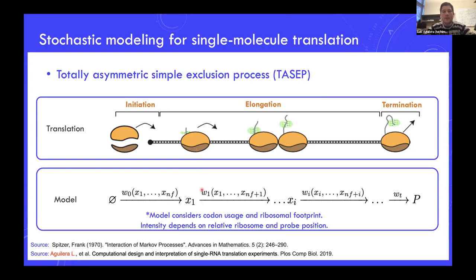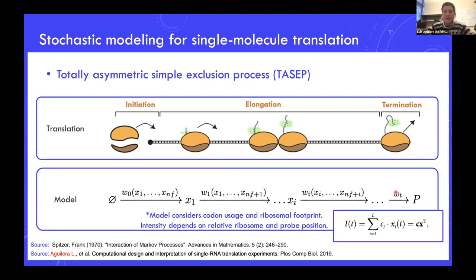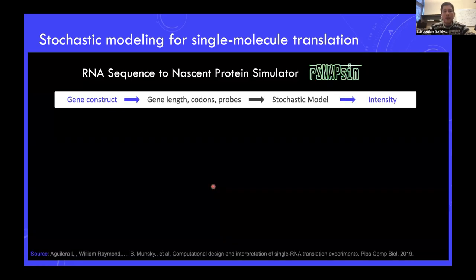And the subsequent reactions are just the elongation rates that depend on the codon usage. So basically the codon composition of each particular RNA, and also the ribosomal footprint. And the termination rate is always a constant rate in the equations. And then the intensity is calculated considering the ribosomal position that we can get with these reactions, but also considering the specific position of the probes in the specific experiment that we are designing.